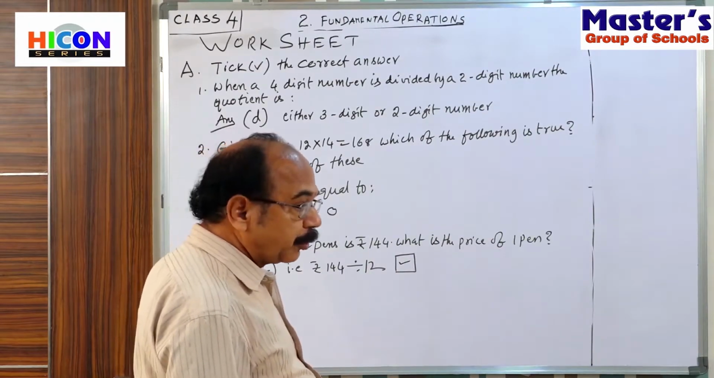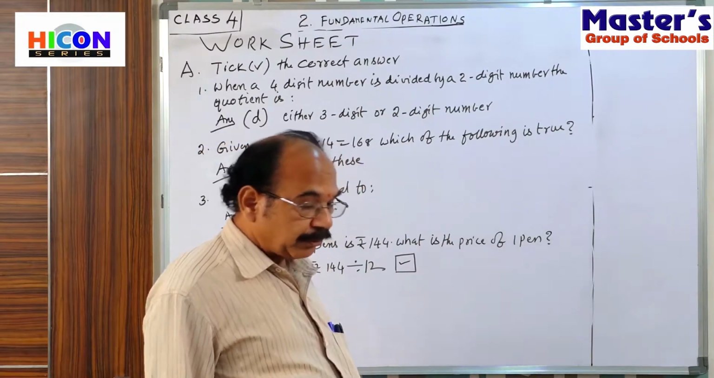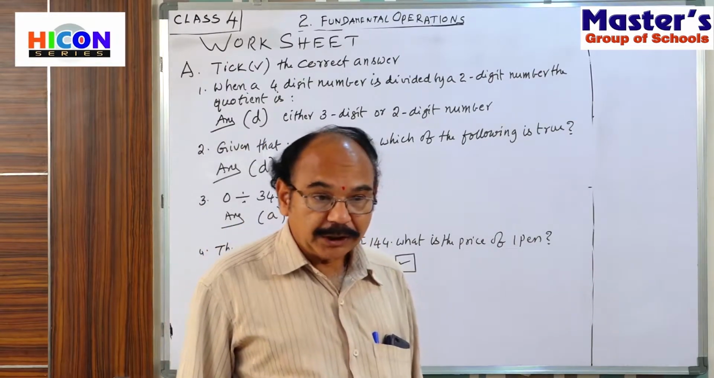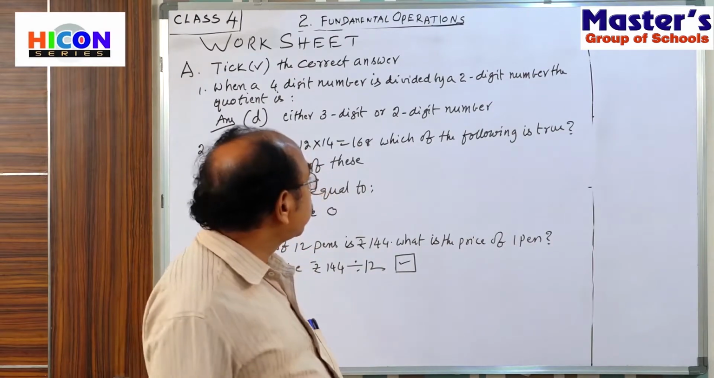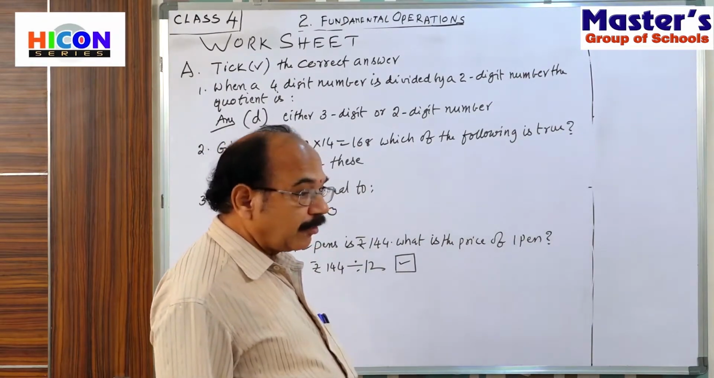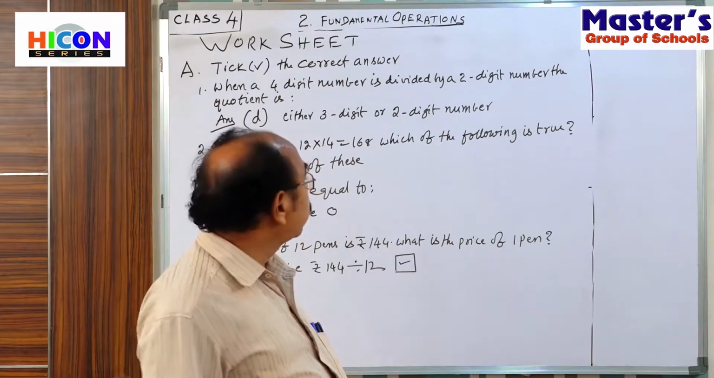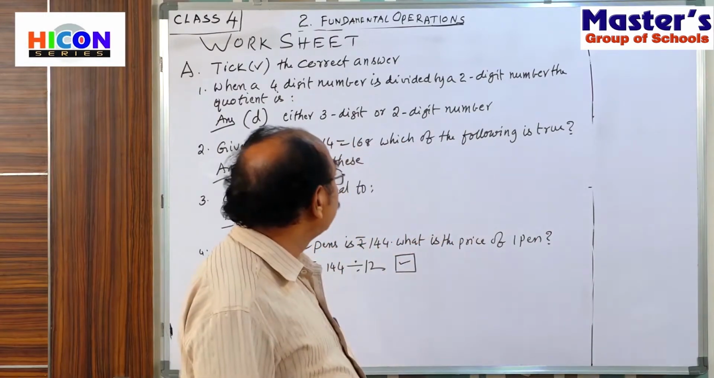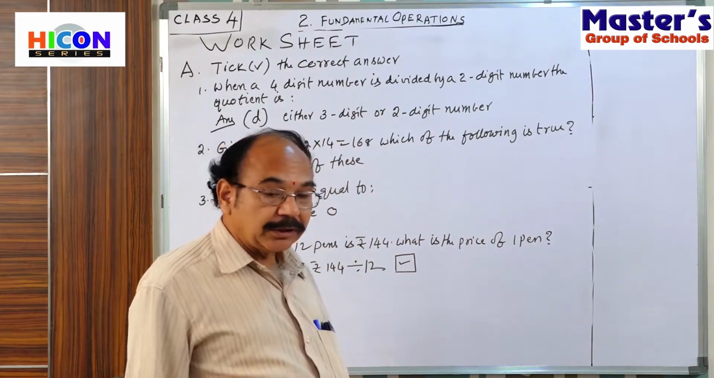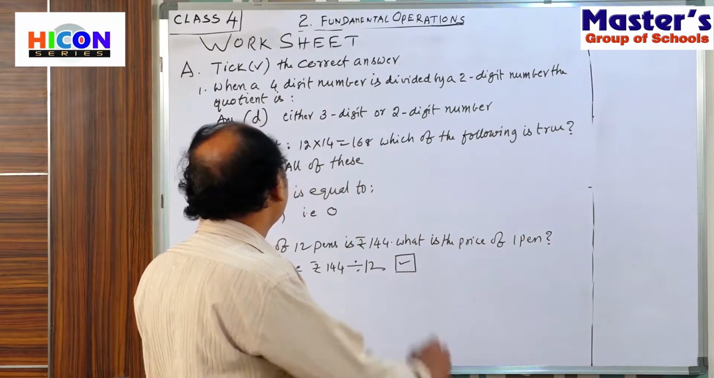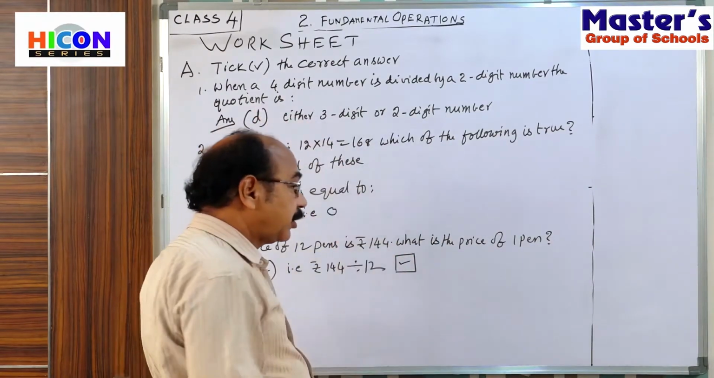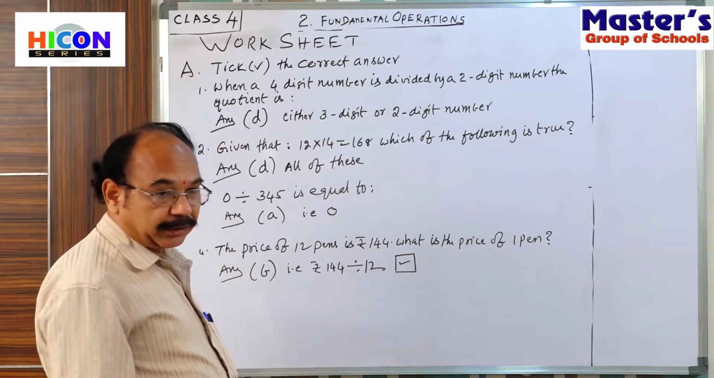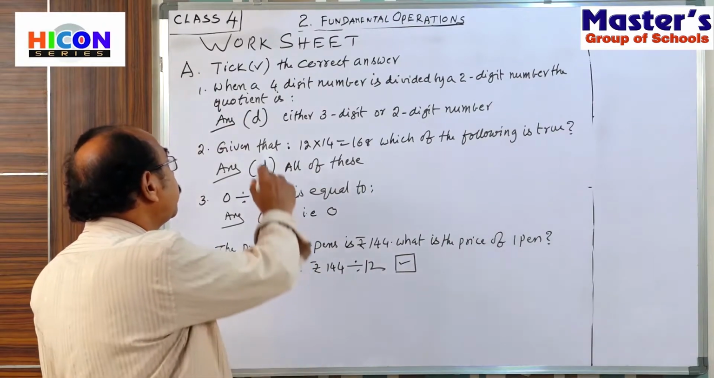Why? Because in the previous problems, we have done so many problems. In those problems, you divided a 4-digit number by a 2-digit number. In that case, what did you get? After division, in some problems you got 3 digits, and in some problems you got 2 digits. So either a 3-digit or a 2-digit number is the answer here. Answer is D. D option is correct.